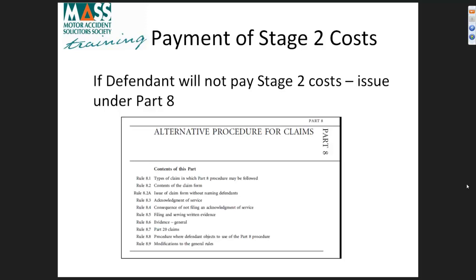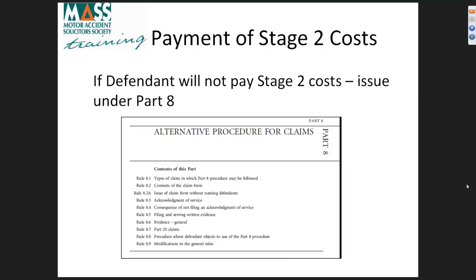So, what happens if they don't pay? If they don't pay, you issue under Part 7. Now, again, this is the confusing bit for a lot of people. You had the 5 days to agree following disclosure of the Part A and Part B pack before you could issue, but you're then on Part 7 if they don't pay you.